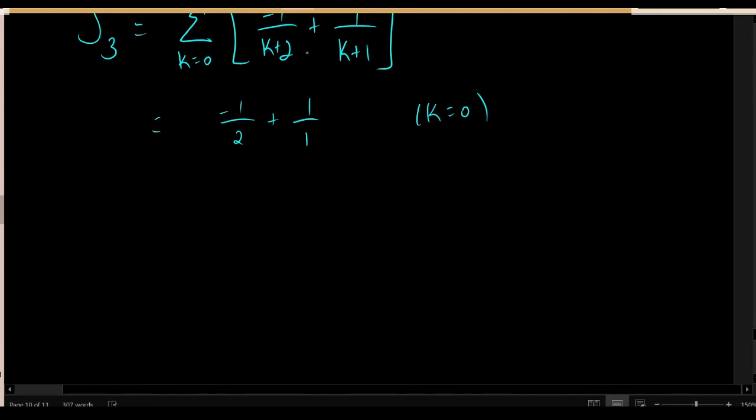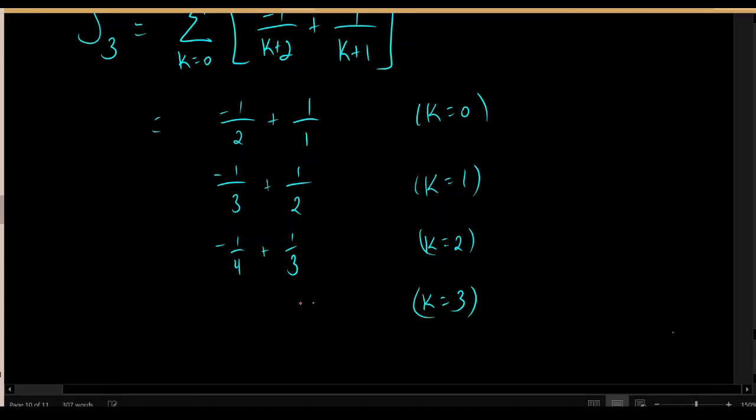When k is equal to 1, I get -1/(1+2), +1/(1+1). When k is equal to 2, I get -1/4, +1/3. And when k is equal to 3, I get -1/5 and +1/4.